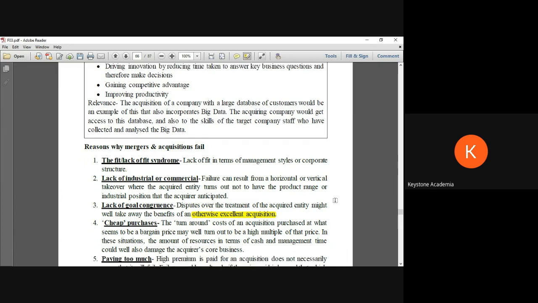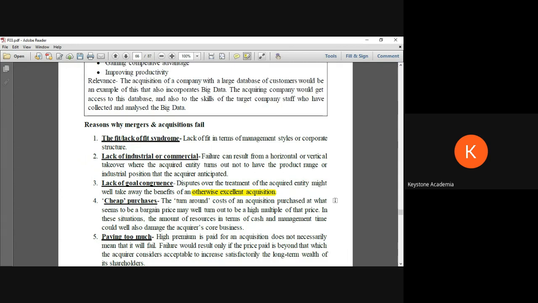Next is cheap purchase. Sometimes companies only acquire loss-making companies and they feel like they're experts in that. They'll just easily turn it around. But it can lead to other problems. Sometimes they have litigation, sometimes they have a lot of loans to pay out, and a lot of other reasons which can make it a loss-making company.